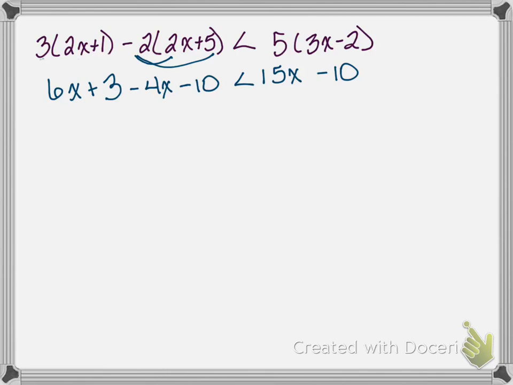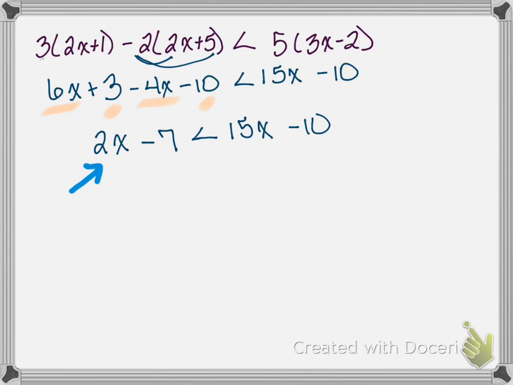Okay. Now I'm going to go ahead and combine like terms. I've got 6x and negative 4x. Then I've got 3 and negative 10. 6x and negative 4x gives me 2x. 3 and negative 10 gives me negative 7. This is a situation where students are tempted to take this 2x, subtract 2x from both sides, and move your variable to the right.